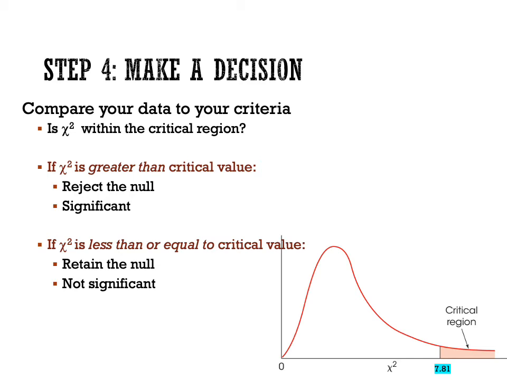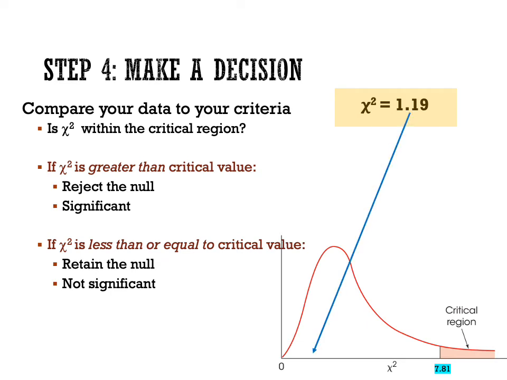So now it's time to make a decision. Is our chi-square within our critical region? Again, remember that if our calculated chi-square is greater than our critical value, then we can reject the null. If it is less than a critical value, then we retain the null hypothesis. So our chi-square value is 1.19. If we were to put that somewhere on our distribution, it would be somewhere over here.